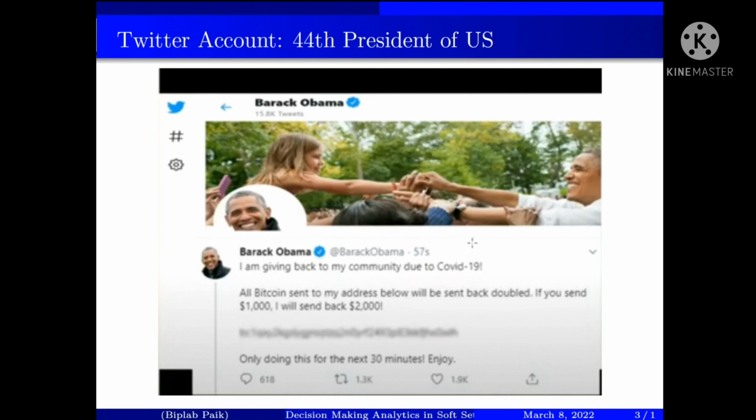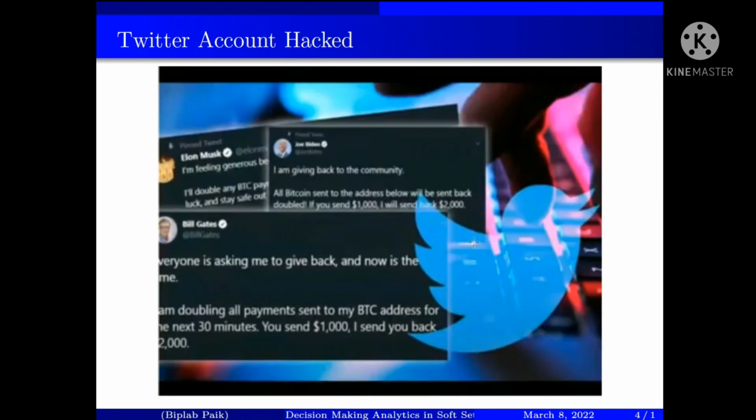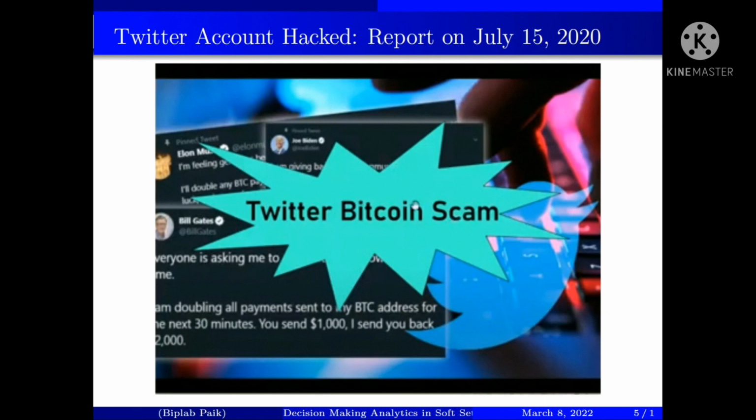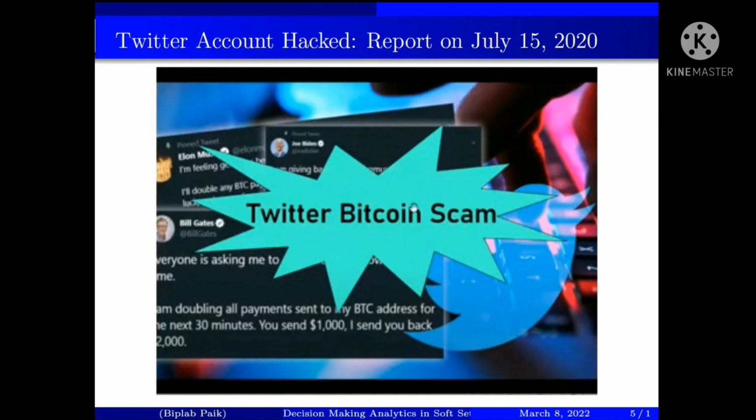But within a fraction of a second, this message goes viral. And not only him, if we look at it, it was the verified Twitter account of Bill Gates, Elon Musk, and not only that, during that time, Joe Biden was not the President of the United States, but still many other celebrities in verified Twitter accounts, the similar message was reflected. But after a few hours, it was found that it was a story of July 15, 2020 during the lockdown period, and seen that it was a scam. The scam is known as the Twitter Bitcoin scam.